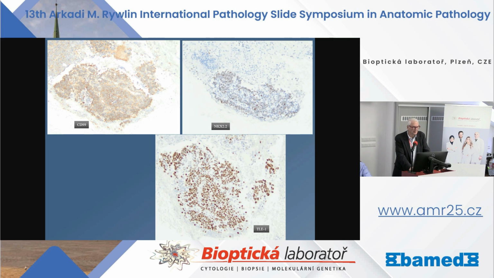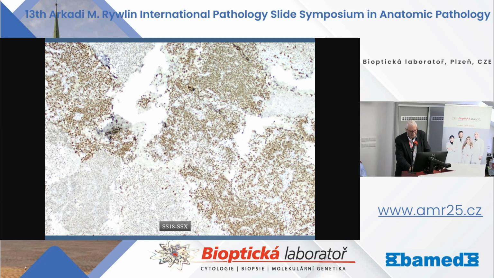CD99, positive. NKX2.2, positive. Okay, are we dealing with Ewing sarcoma? But we did a TLE1, that was also positive. And then we did this stain, which we didn't have in our laboratory up until 3 years ago or something like that. The SS18-SSX immunostain, positive nuclear staining. So what was this?